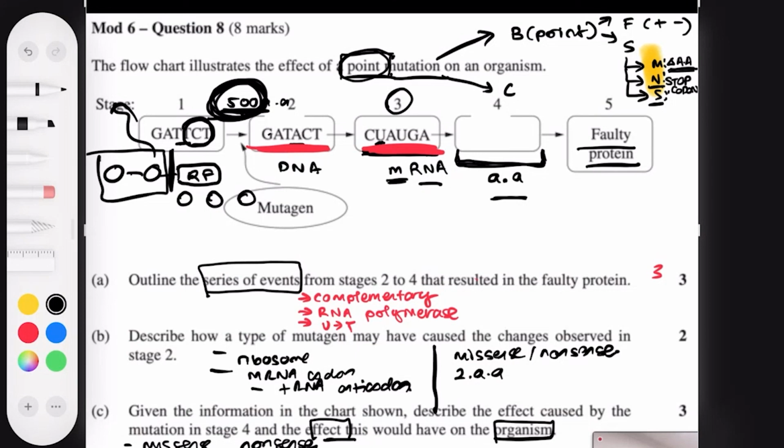Can I have a go? I'm not sure this is right, but... If you answer my question first, Bilal, which is, what is this question asking you? Really? What is it really asking? The effect it would have on the organism?